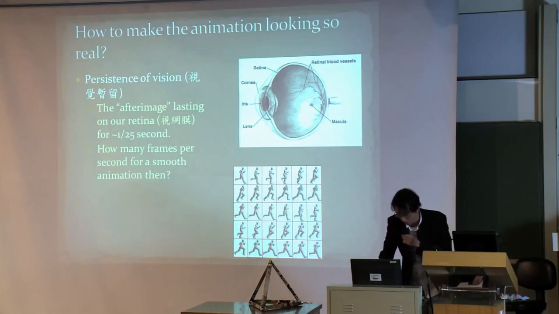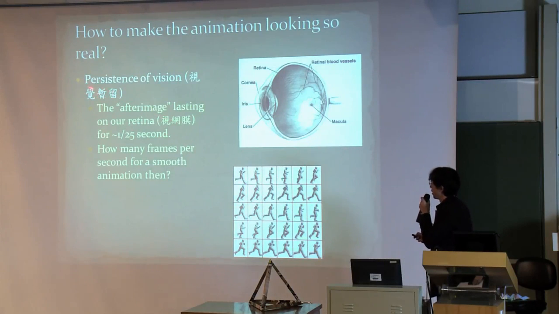So what is the science behind those animations? In order to make the animation look so real and move so smoothly, you cannot take too few pictures. You have to take a lot of pictures and put enough pictures in 1 second to have a very smooth animation. The phenomenon behind this is called persistence of vision. In Chinese it is called 視覺暫留.